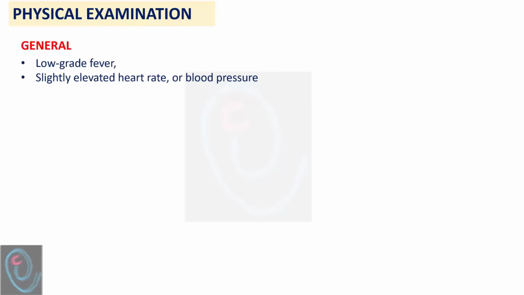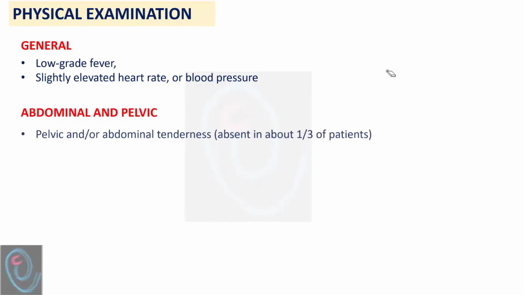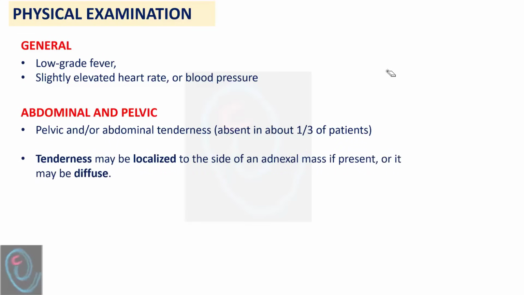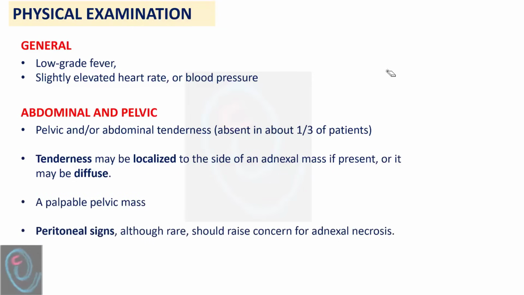During general examination, we may find a low-grade fever, slightly elevated heart rate, or blood pressure. During abdominal and pelvic examination, most patients demonstrate pelvic and/or abdominal tenderness. However, it is absent in about 1/3 of cases. Tenderness may be localized to the site of adnexal mass if present, or it may be diffuse. A palpable pelvic abdominal mass may or may not be present. Peritoneal signs, although rare, should raise a concern for adnexal necrosis.